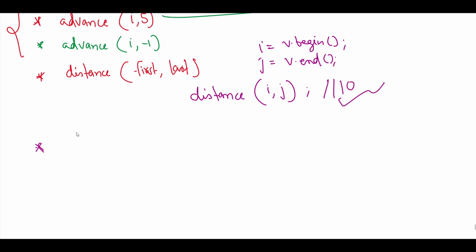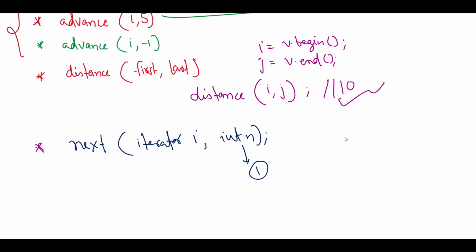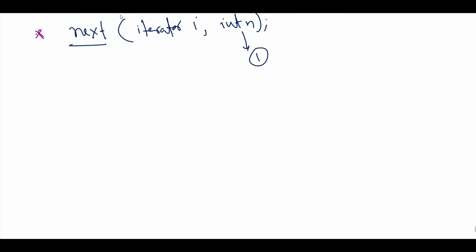Clear? Another function in the iterator that we have here is next. First argument here is iterator I, and another argument is int n. So this function is similar to the advance function, but in this case, when we only use next, the value of n is by default 1. So it means it's going to advance by 1 by default and return an iterator. But in case of advance, it does not return anything, whereas next returns an iterator, right? But if you pass some other value here, maybe 5, this is going to advance the iterator by 5 and return the iterator.